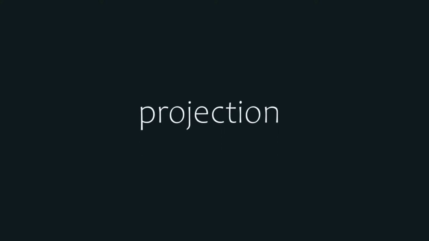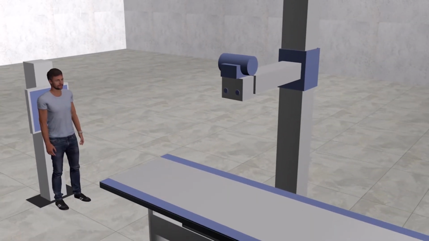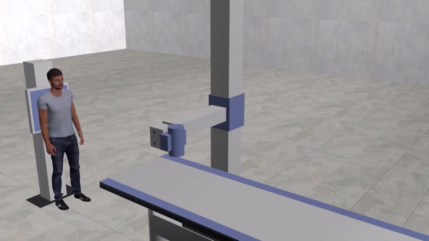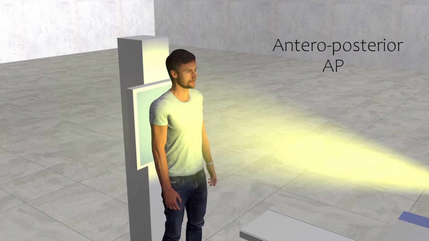In this lesson, we'll talk about the method of projecting X-rays, which we call projection. It indicates the direction from which the rays enter. For example, in this situation, X-rays enter from the anterior side and exit from the posterior side. So we say that the projection here is anterior-posterior. And sometimes we shorten it by just writing AP.